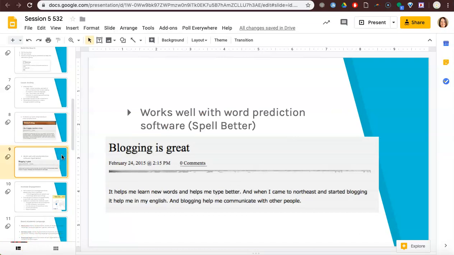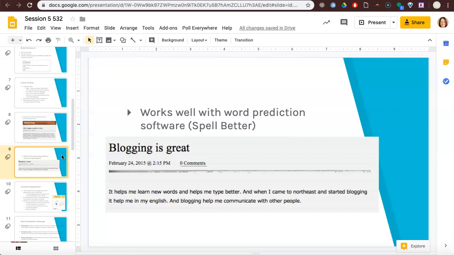You can use blogs with great word prediction software. So, for example, Spell Better is one. I had a student who was an EL but also had an IEP for reading, and he wrote that blogging helps him learn new words and type better. And when he came to Northeast, which was our school, and started blogging, it helped him with his English, and blogging helped him communicate with other people.